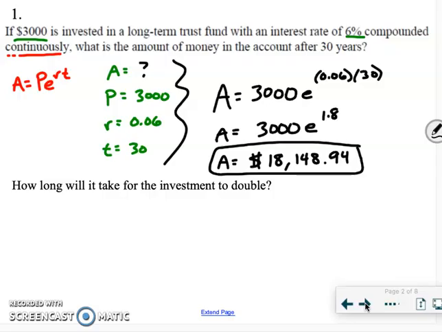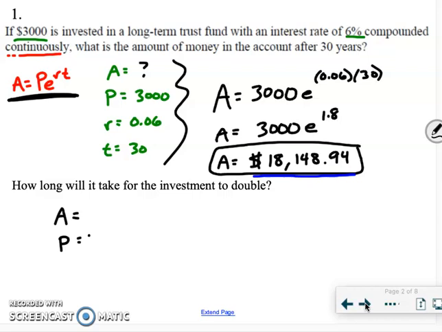The next question is asking, how long will it take for the investment to double? So after 30 years, we went from $3,000 to $18,148.94. So we way more than doubled. So we're just saying that, hey, if we still invested that $3,000, how much time is going to have to pass in order for this to double? So we're still compounding continuously. We're still initially investing $3,000. The rate's still 6%. We're still using the PERT formula, but this time I actually know the amount.